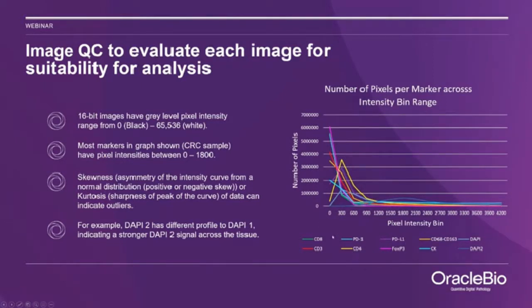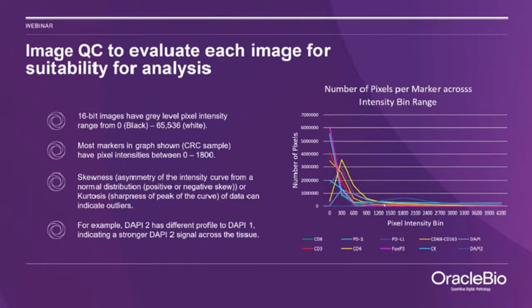If we take an example of CD4 here, you can see that there's a distribution curve for the pixels. The pixels peak around about 400 to 500 in the intensity range, and then they come back down, and about 90–95% of the pixels are covered within a range of 0 to 1200. So why is this useful?